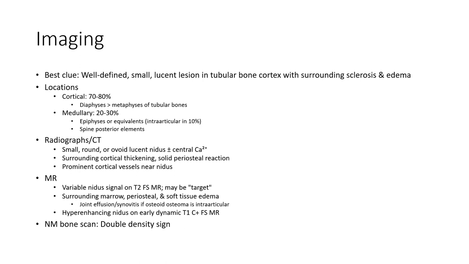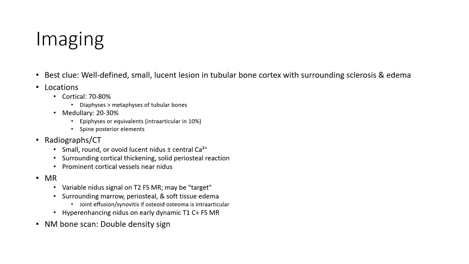Imaging shows a well defined small lucent lesion in the tubular bone cortex with surrounding sclerosis and edema. Location: cortical in 70 to 80%, usually in the diaphysis or metaphysis of tubular bone. Medullary in 20 to 30%. Spine: posterior elements. On radiograph and CT, a small round or oval lucent nidus with minor central calcification.